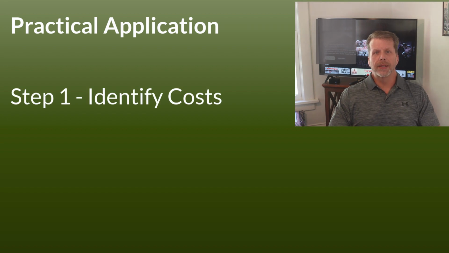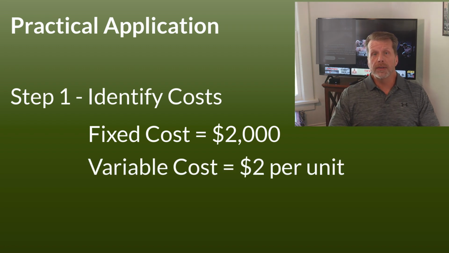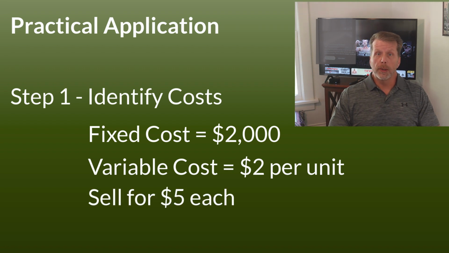First, let's identify your costs. Let's say your monthly fixed costs, things like rent, utilities, and salaries, are $2,000. Your variable cost per cupcake, which includes ingredients and packaging, is $2. You decided to sell the new premium cupcakes for $5 each. Let's hope they're as premium as that price suggests, because no one likes a $5 disappointment.